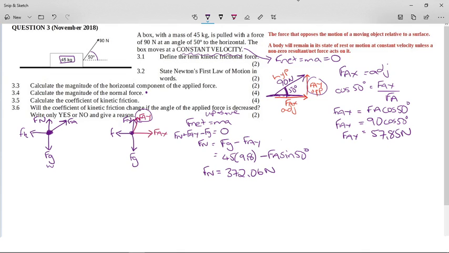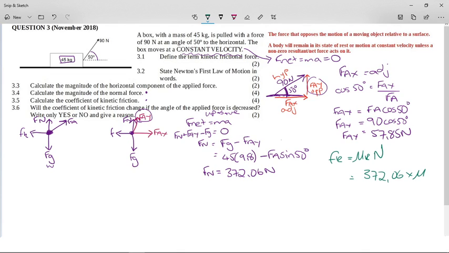Now it says to calculate the coefficient of kinetic friction. The formula for friction tells you that the force of kinetic friction, Fk, is equal to mu k, the coefficient of kinetic friction, times the normal force. Handily, we have just worked out the normal force. So this is going to be 372,06 times mu. I'm not going to write the k in because it's just going to get messy. So that is what the normal is.